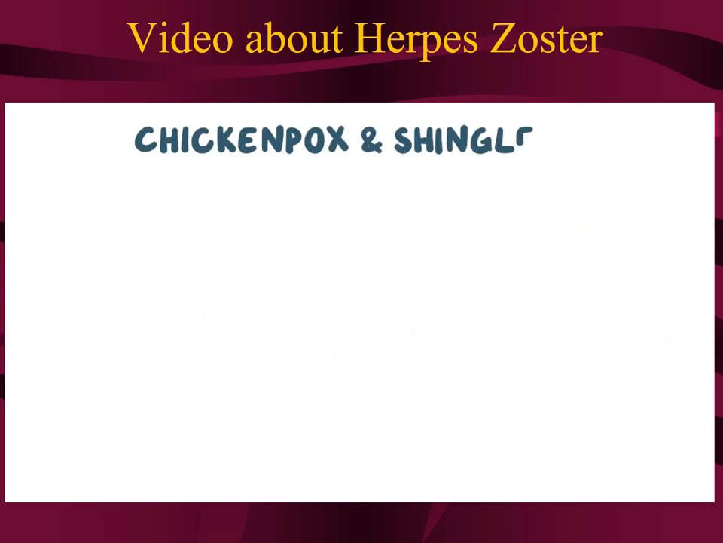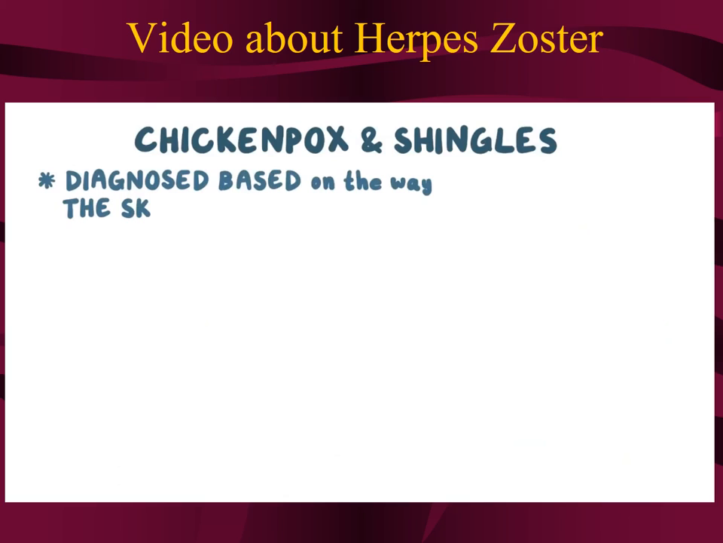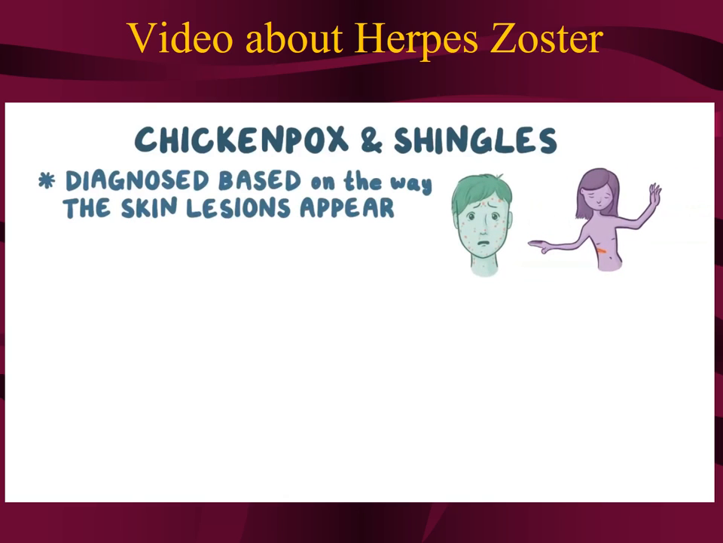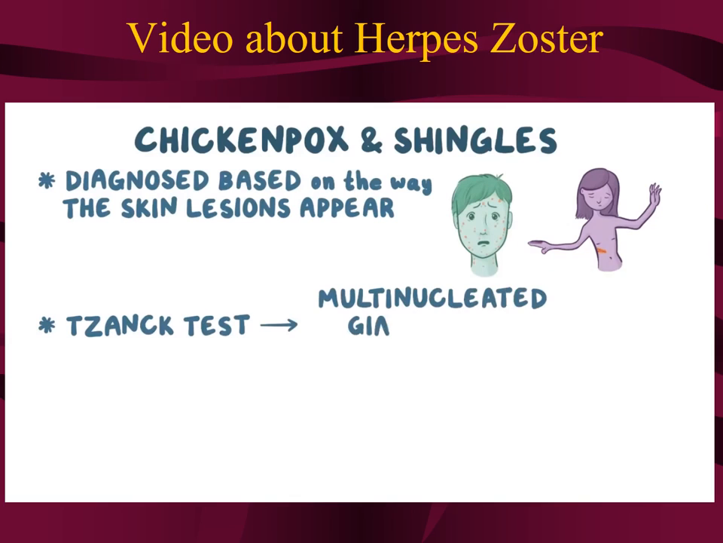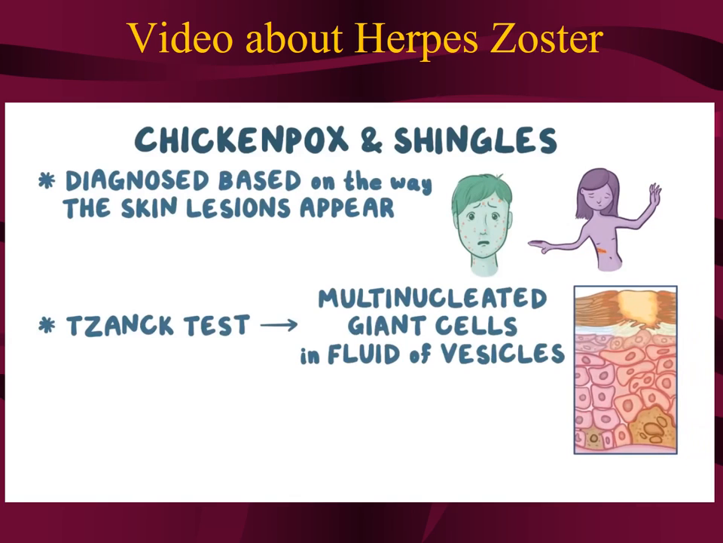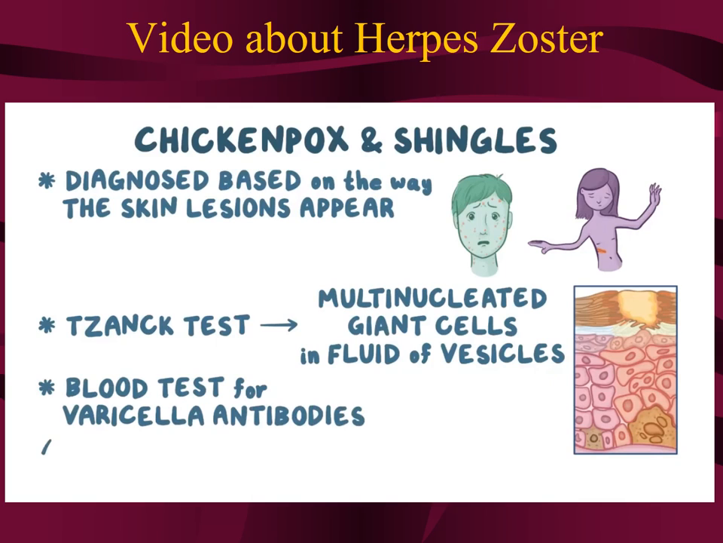Chickenpox and shingles are usually diagnosed based on the way that the skin lesions appear, but the diagnosis can be confirmed by using the Tzanck test to look for multinucleated giant cells in the fluid of the vesicles. More commonly, blood tests for varicella zoster antibodies, or PCR, can be done to look for viral DNA.